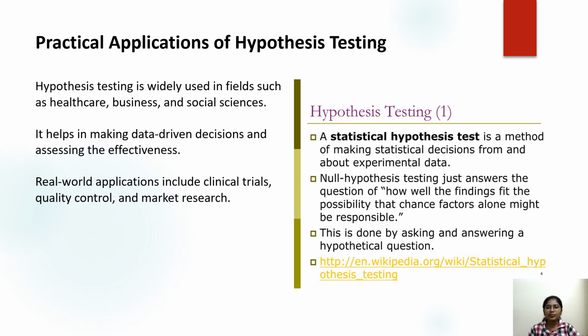A statistical hypothesis test is a method of making statistical decisions from and about experimental data. Null hypothesis testing just answers the question of how well the findings fit the possibility that chance factors alone might be responsible. This is done by asking and answering a hypothetical question.